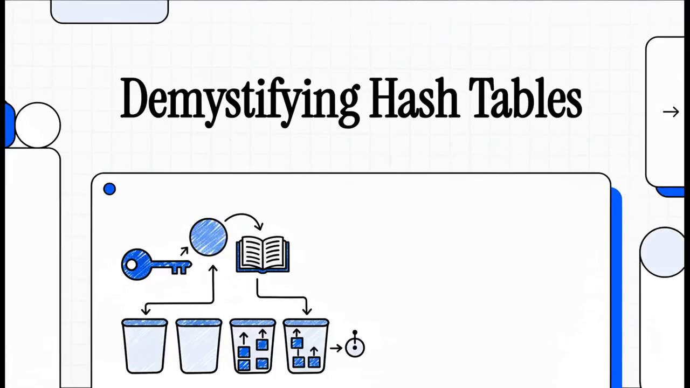All right, today we're going to pull back the curtain on one of the cleverest, most powerful data structures in all of computer science, the hash table. This is the secret sauce behind how your computer can find a needle in a haystack instantly.